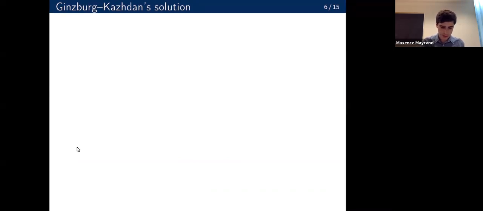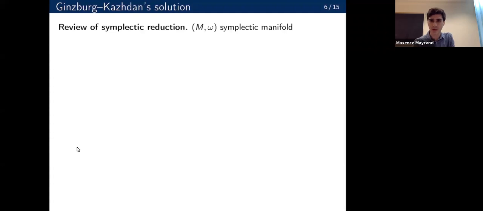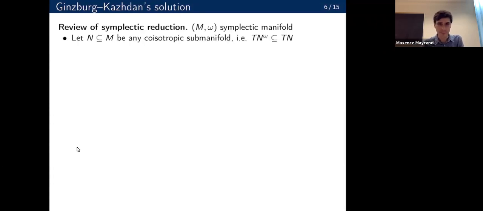Before I explain their solution, I need to recall a little bit about the general notion of symplectic reduction. I'm sure all of you know what symplectic reduction is, but I will take a slightly more general point of view. If you have any symplectic manifold M, and you take any co-isotropic submanifold, a co-isotropic submanifold just means the symplectic orthogonal is contained in the tangent bundle of N. And well, that means that you can quotient by T and omega.